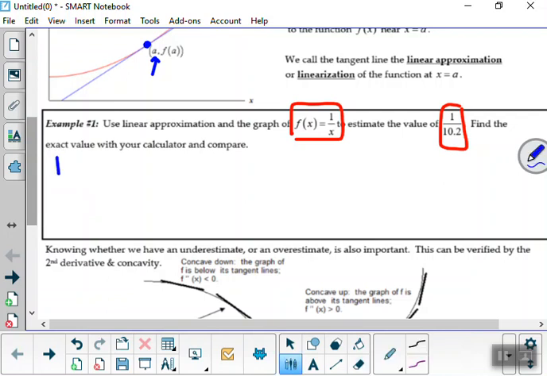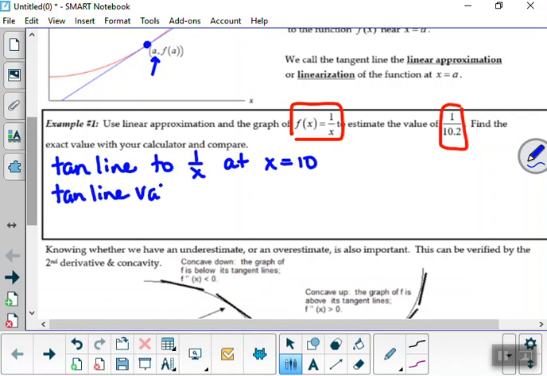What I'm going to do is write a tangent line to 1 over x at x equals 10. Now you're saying, well, why x equals 10? Well, 10 is pretty close to 10.2. And so if I can write a tangent line to the curve at 10, and then use the tangent line equation, the tangent line value at 10.2 is going to approximate 1 over 10.2.